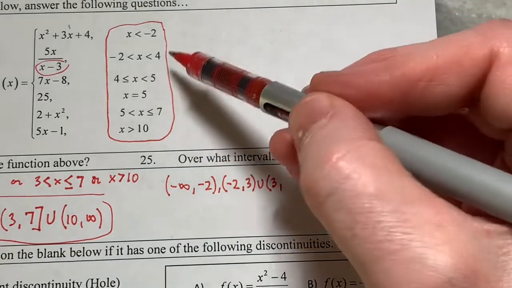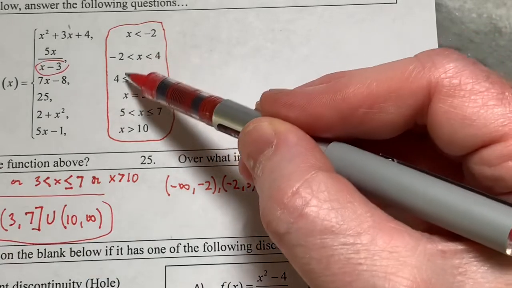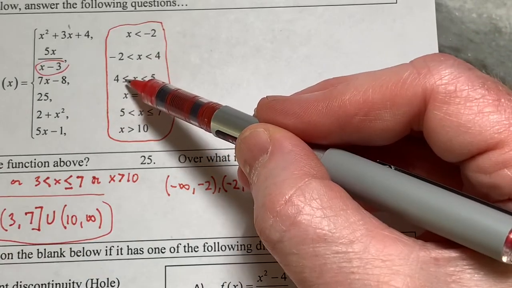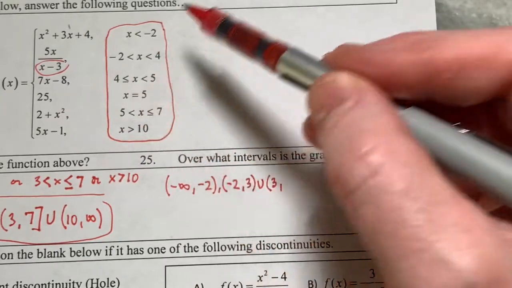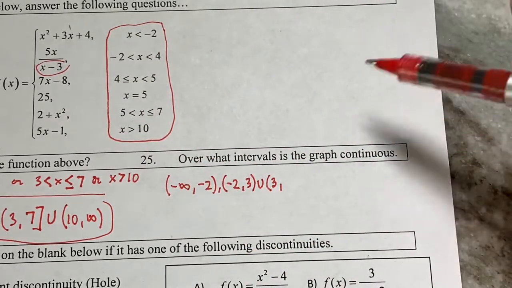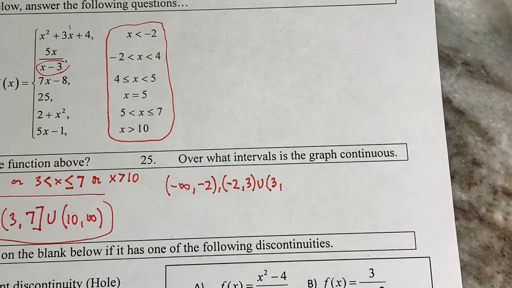All right, now what about at 4? At 4, let's check the limit. Now I know it exists, right? 28 minus 8 is 20, but I haven't checked whether these two connect. Remember, if it's continuous, it has to meet those 3 rules. The value has to exist, and it does. The limit has to exist, and then they have to match.